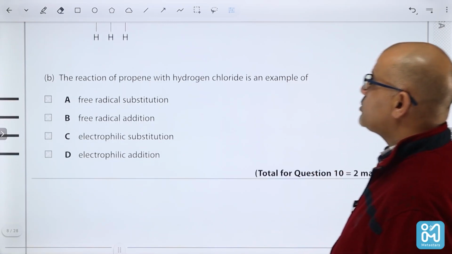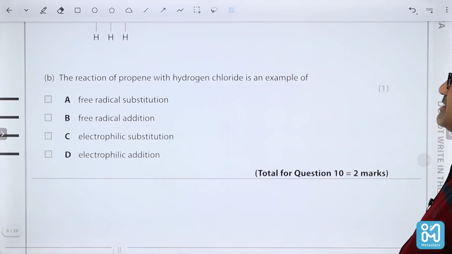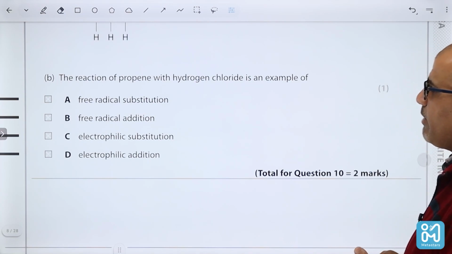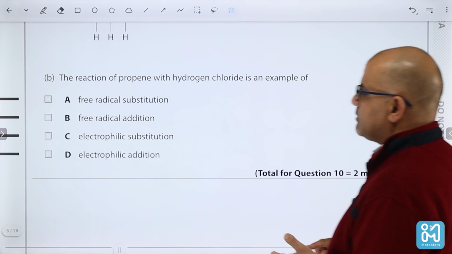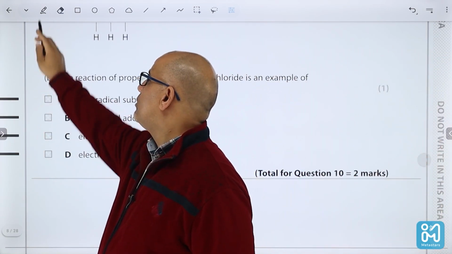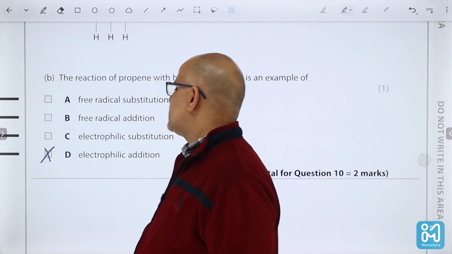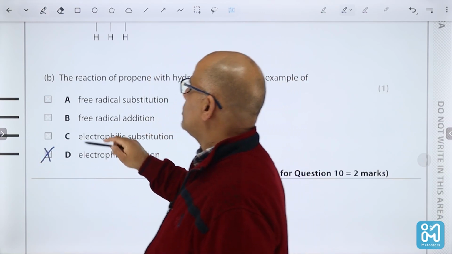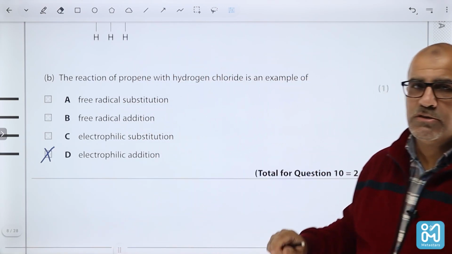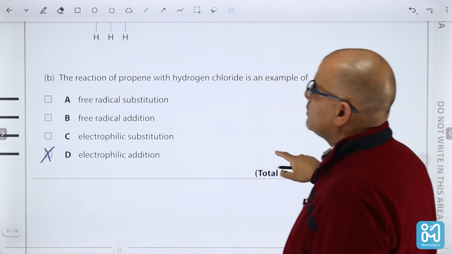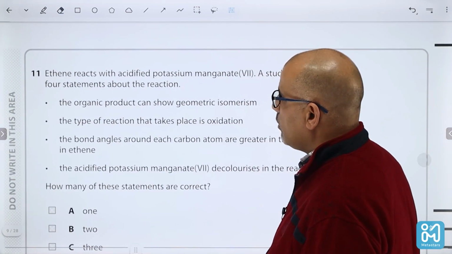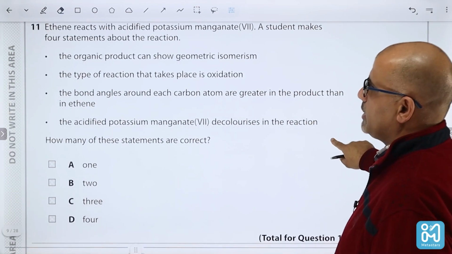Now, the reaction of propene with hydrogen chloride is an example of free radical substitution. That's wrong. A free radical addition? It's an electrophilic addition reaction. So the correct answer is D. You shall memorize the names and the probabilities of the types of reactions or the mechanism.